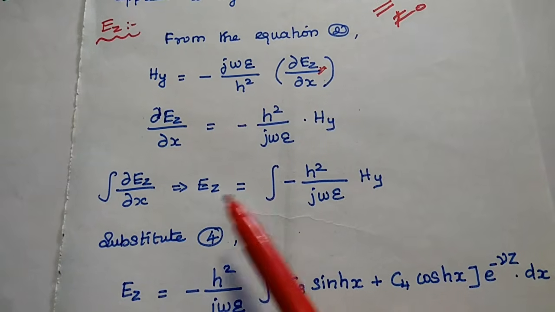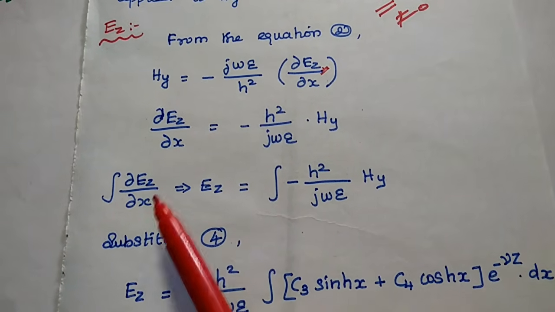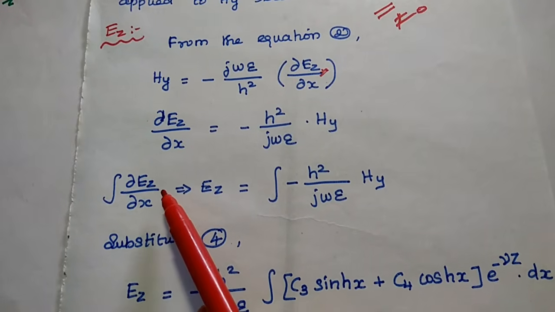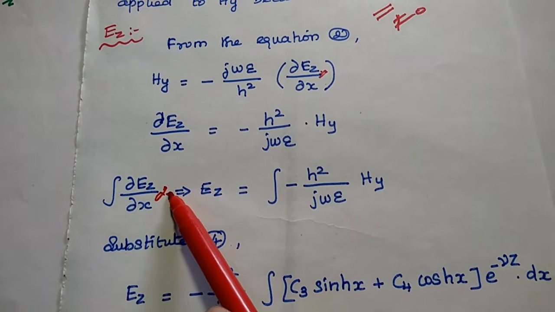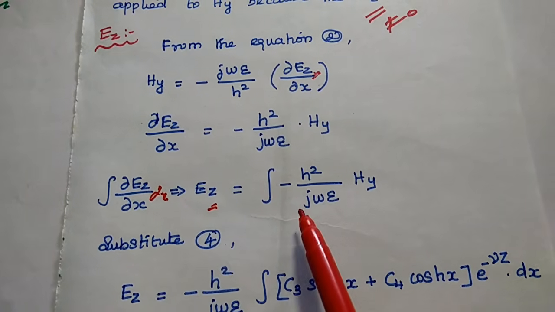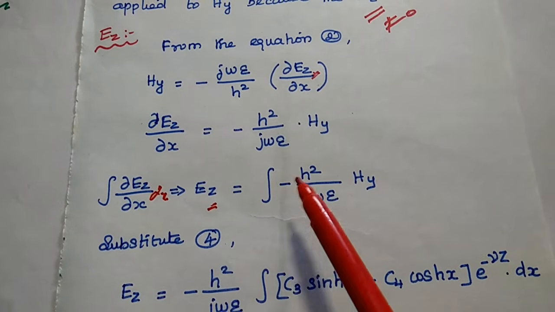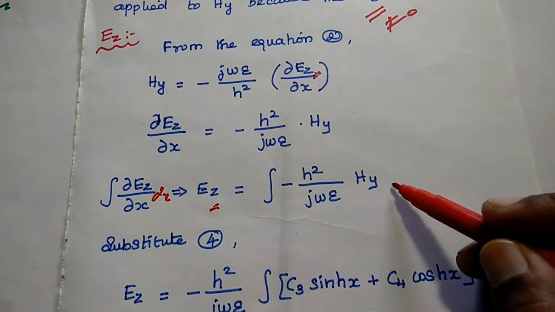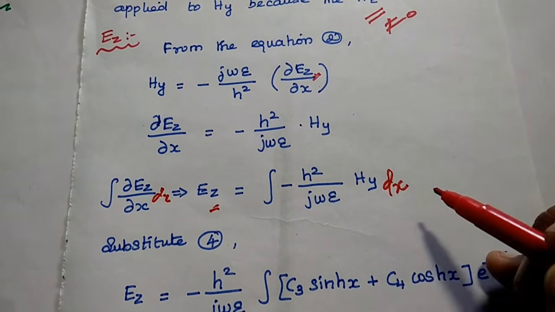So here we are going to integrate both sides. Then we get the integration of dou Ez by dou x with respect to dx, which gives Ez. Similarly, on the right hand side we get the integration of minus h squared by j omega epsilon Hy with respect to x.